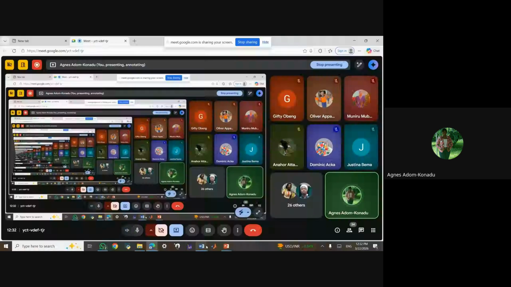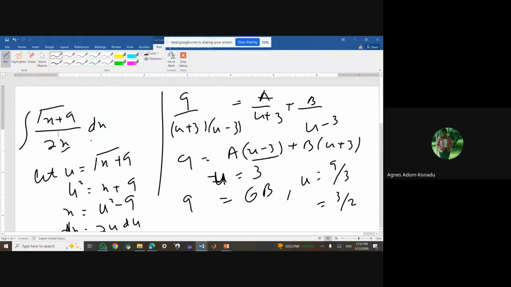Okay, so we are still on this question. We want to integrate square root of x plus 9 over 2x. And we want to replace the numerator by u. So we are saying that u is equal to square root of x plus 9. Since we have changed the top one to u, it means that everything here should be in terms of u.